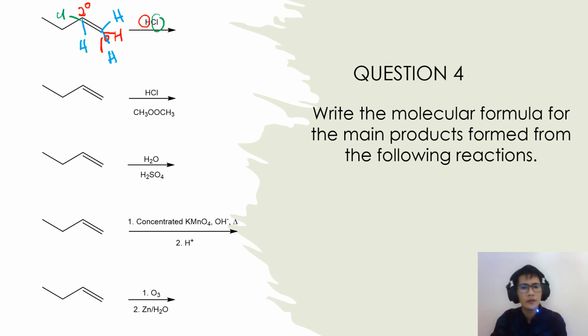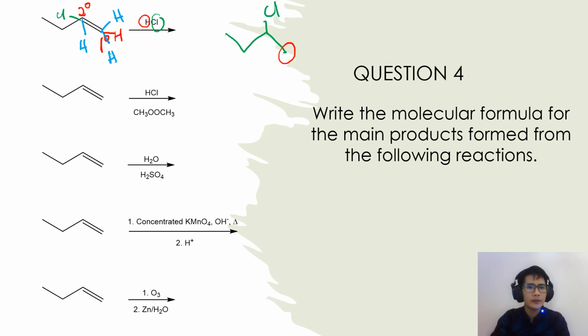So the product will be like this, or maybe I can draw it like this. Cl will be here, because the hydrogen is being added to the first carbon. But I do not write the hydrogen over here because in the skeletal structure, the hydrogen atom is hidden.